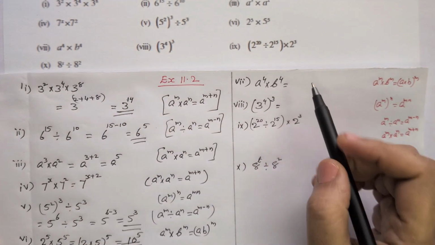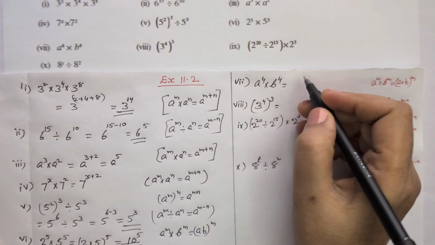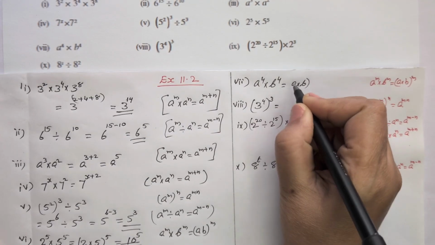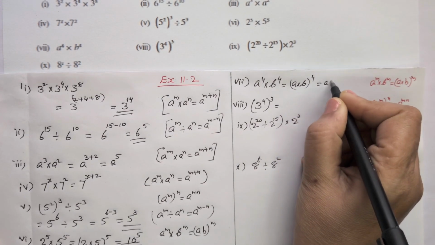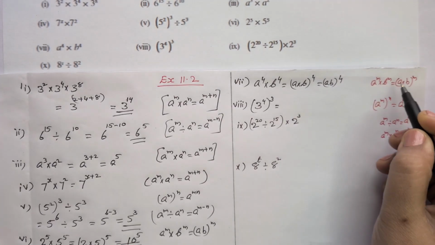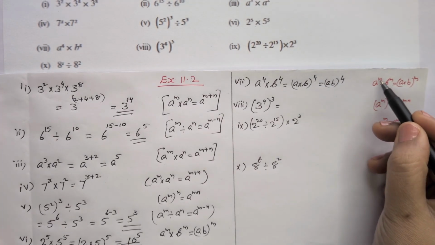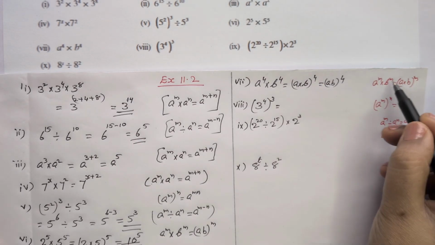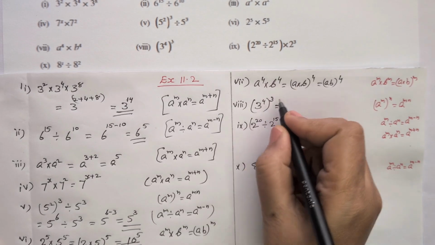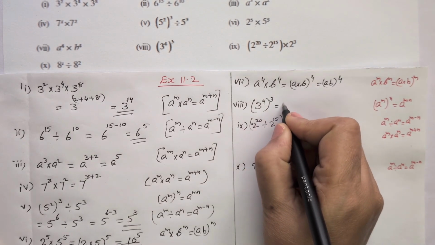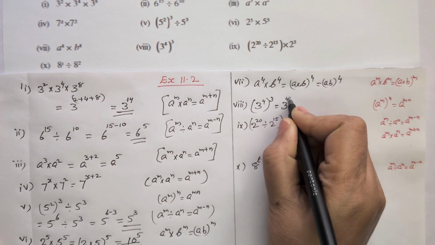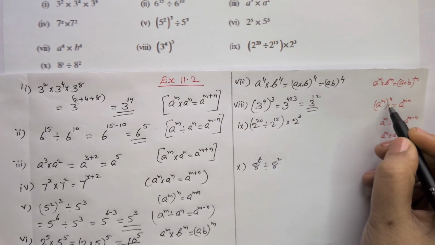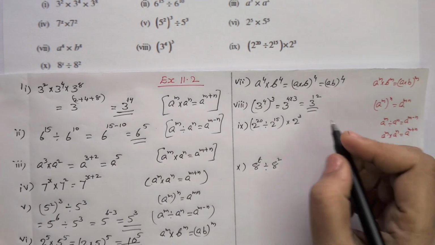Here seventh one, a raised to 4 into b raised to 4, which is equal to a into b, that means a into b raised to 4, that we can write as ab raised to 4, using the rule: different bases and same exponent, a into b raised to m, same exponent. Here 3 raised to 4, the whole raised to 3. So we can write 3 raised to 4 into 3 is equal to 3 raised to 12. A raised to m, the whole raised to n is equal to a raised to mn.